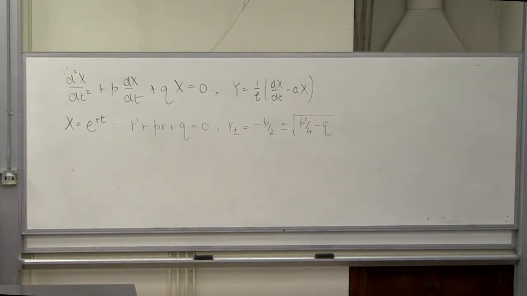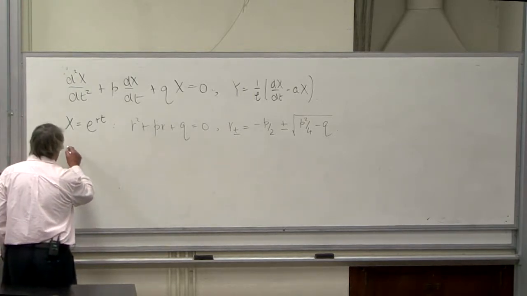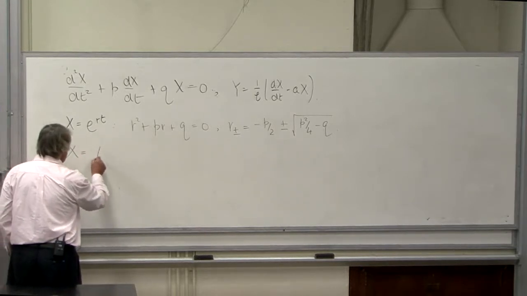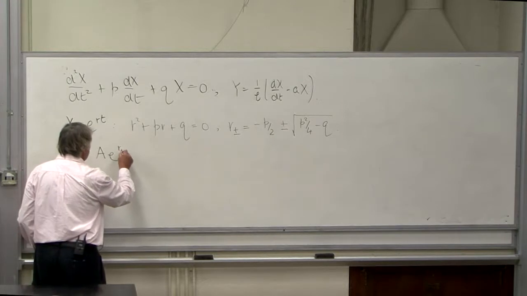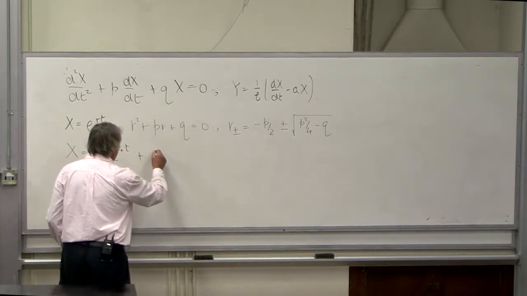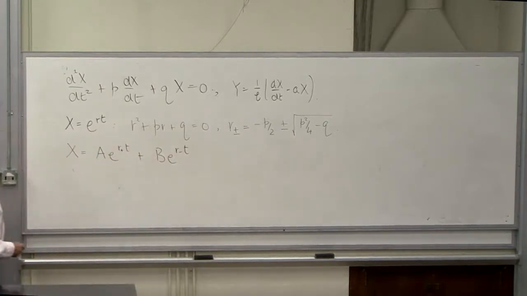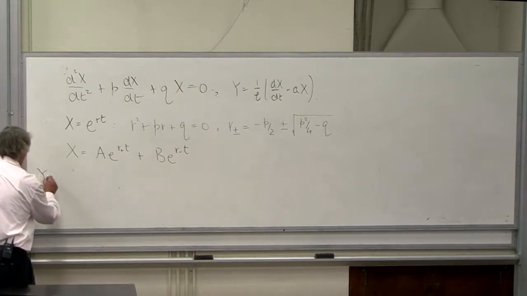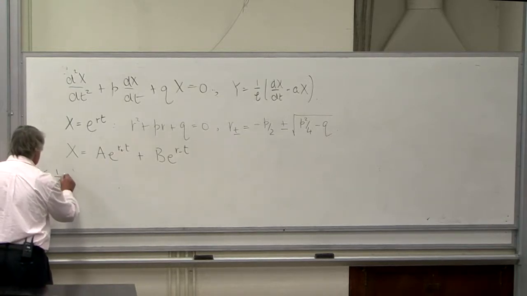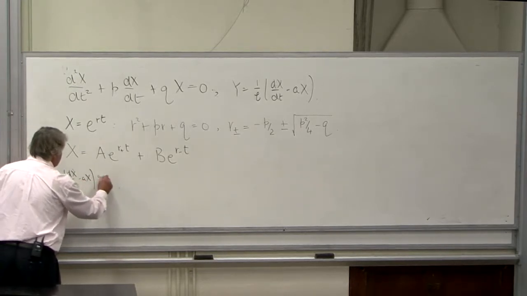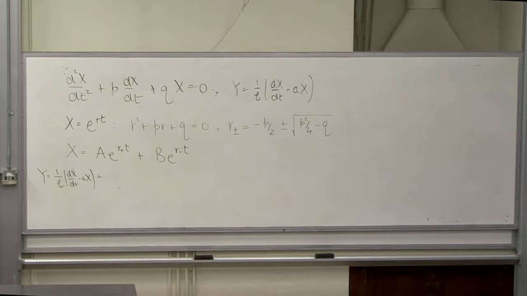So now I have the following. The solution then would be x equals a e to the r plus t plus b e to the r minus t. And the y would be, of course, 1 over b dx by dt minus ax, which you can work out. It'll have a similar form.